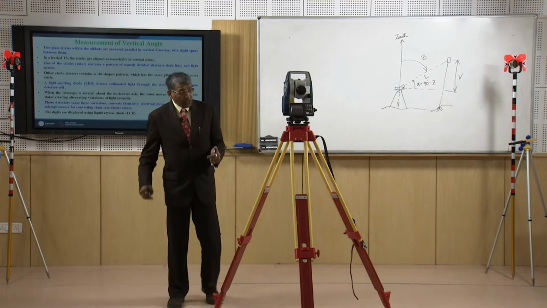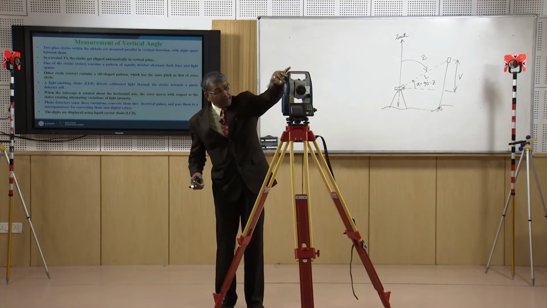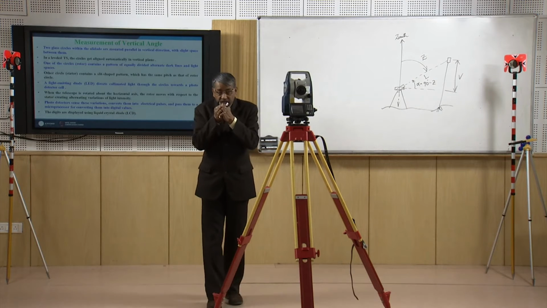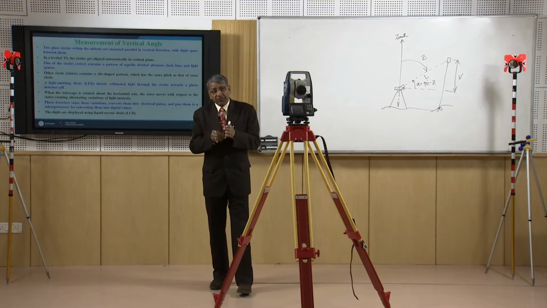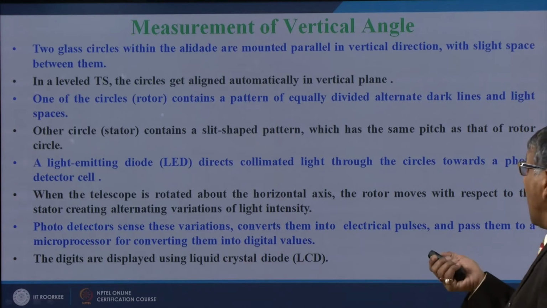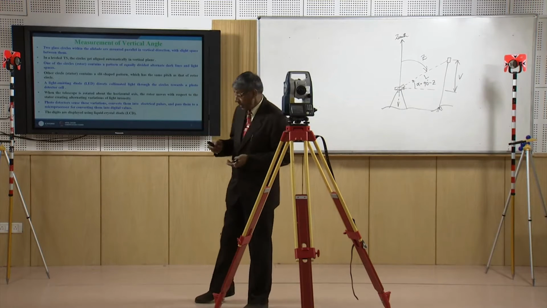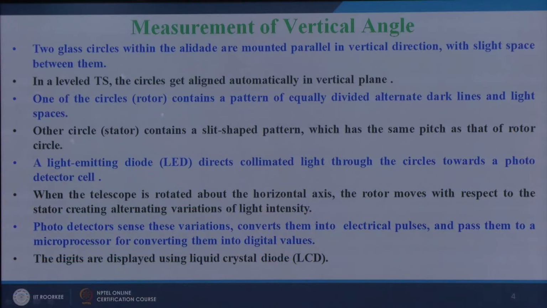Now in the case of a total station, there are two vertical plates available, and these vertical plates are placed parallel to each other with a little space in between. One of the plates rotates and has a pattern of equally divided alternate dark lines and light spaces, as we also find in the horizontal circle, and the other circle, which is the stator, contains a slit-shaped pattern which is the same pitch as that of the rotor.